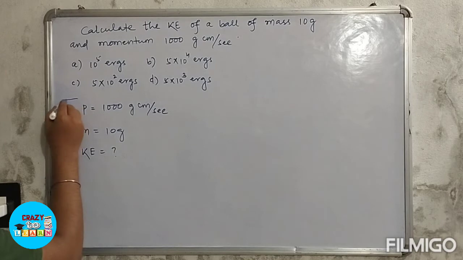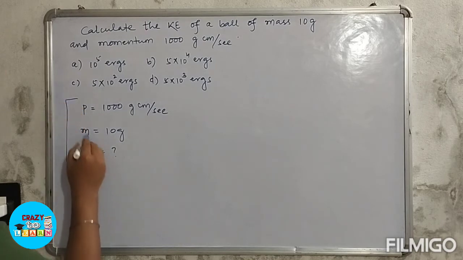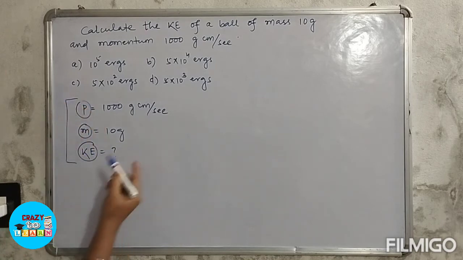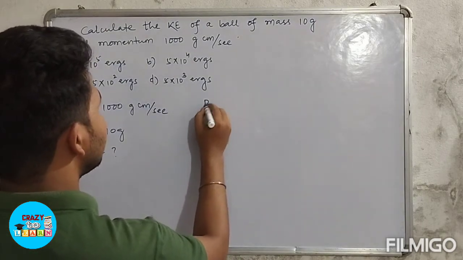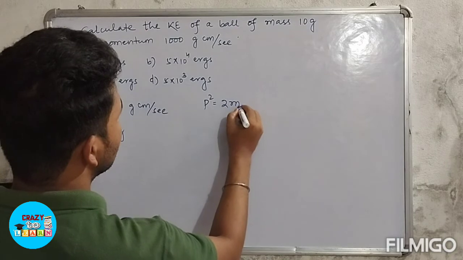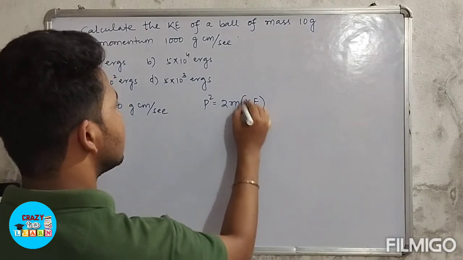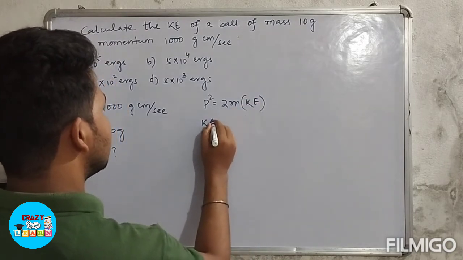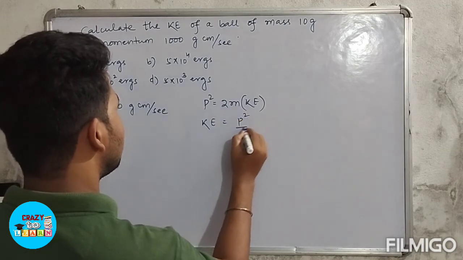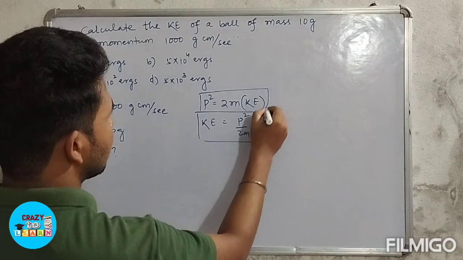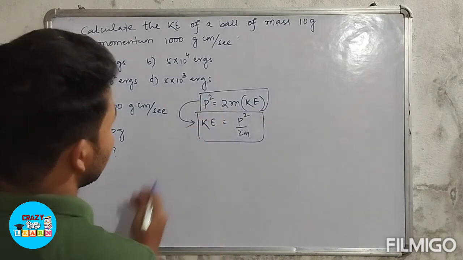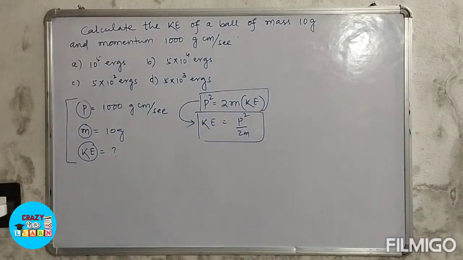So what is the relation between the kinetic energy, mass and momentum? In the previous question we discussed the relation between momentum and kinetic energy: p square is 2m times kinetic energy. So the kinetic energy is equal to p square by 2m. It is the base formula, from which we can derive this. P square is equal to 2m into kinetic energy, so kinetic energy is equal to p square by 2m.